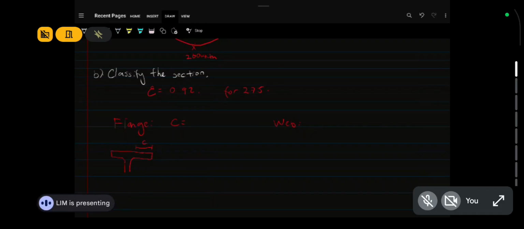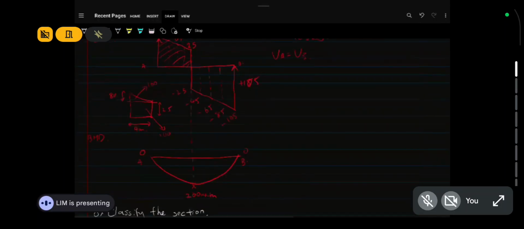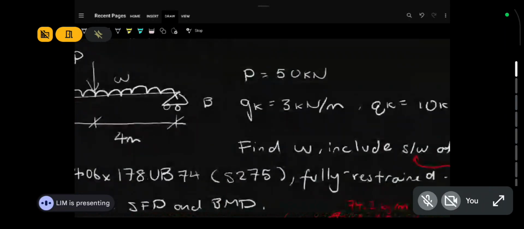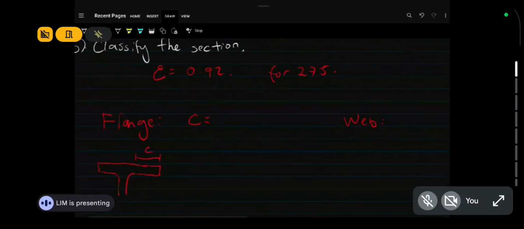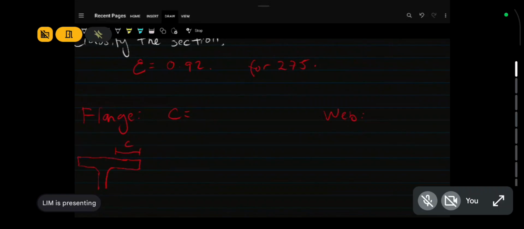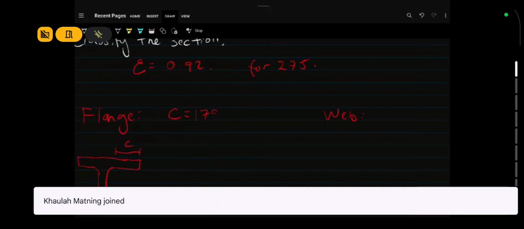What is the total width of this beam? This beam is 406 by 178 by 74. You give me the width. What is the B from the Excel table? Quick. 179.5. Okay, 179.5. Thank you.